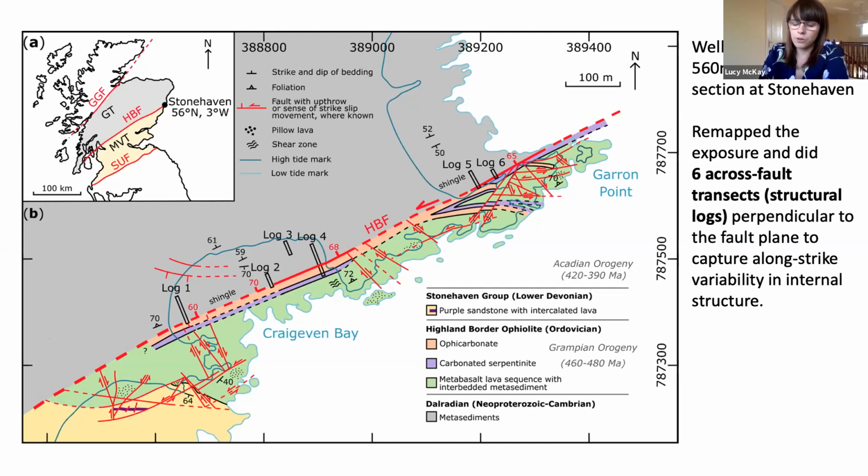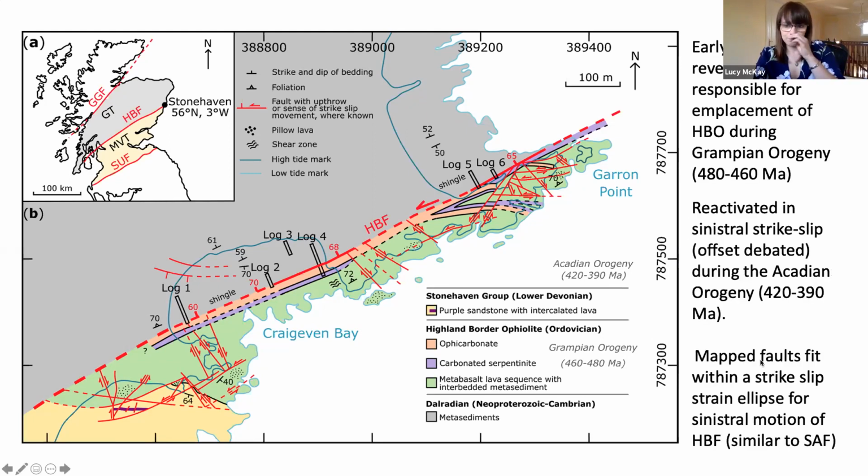So the Highland Boundary Fault is thought to have been active during 2 events of the Caledonian orogeny in the early Ordovician. But like the San Andreas, it has grown and evolved through time. Early fault motion during the Grampian orogeny was believed to be reverse, and then it was reactivated into sinistral strike slip during the Acadian orogeny. But the magnitude of strike slip displacement is debated.